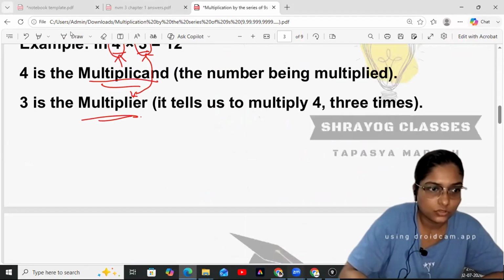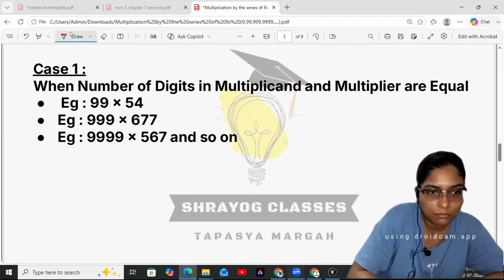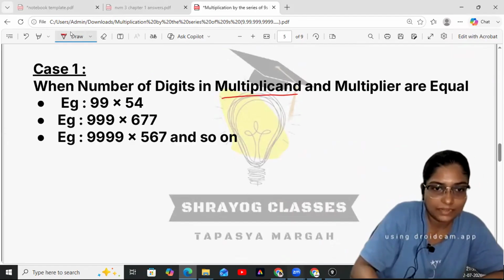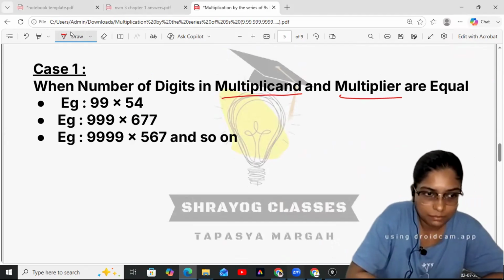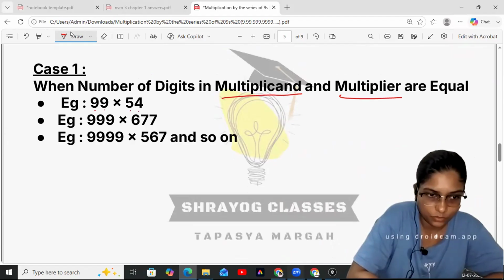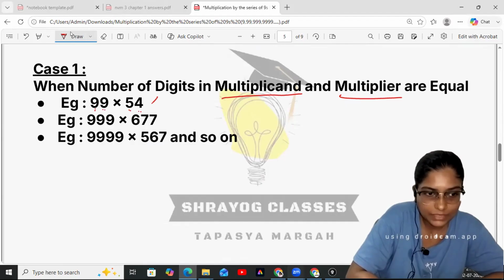So there are 3 cases in which we can multiply such numbers. Case 1, when the number of digits in multiplicand and multiplier are equal. Here, the first example we see, multiplicand is 99, and multiplier is 54. How many digits are there in the multiplicand? 2. And in the multiplier, 2. So, it means the number of digits in the multiplicand and in the multiplier are equal.